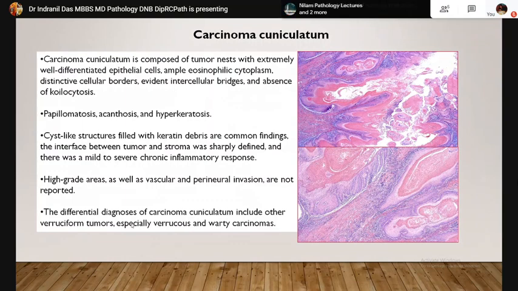The interface between the tumor and the stroma is sharply defined, and there is a mild to severe chronic inflammatory response. High-grade areas, vascular or perineural invasion are not found. The differential diagnosis of carcinoma cuniculatum includes other verruciform tumors, especially verrucous and warty carcinomas.